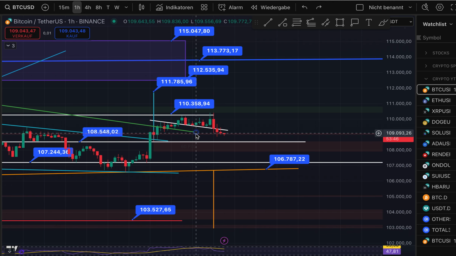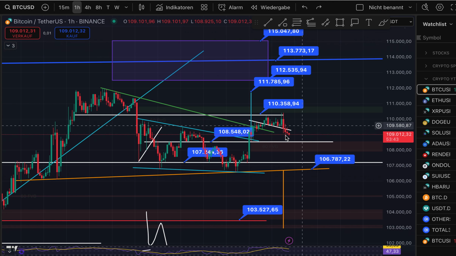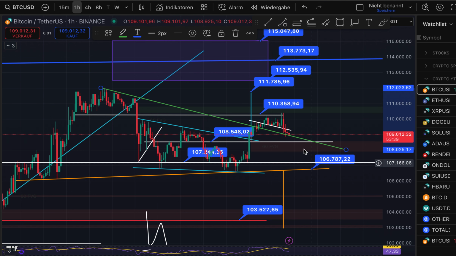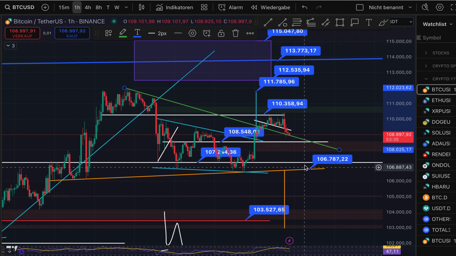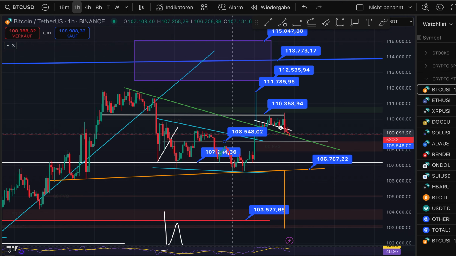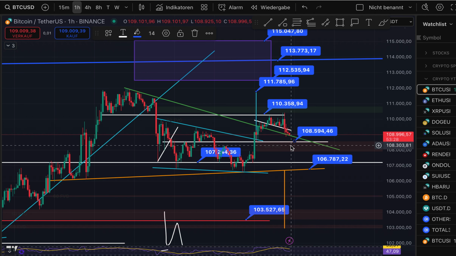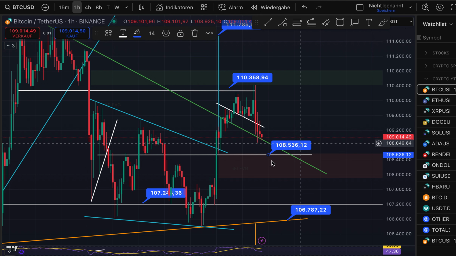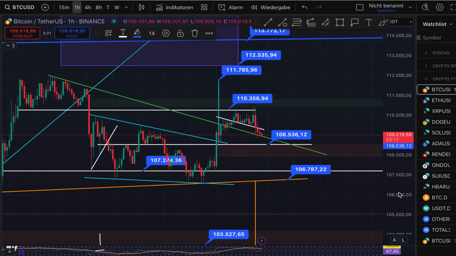I don't want to say it is negative yet, because we are currently still in the retest. But if we lose the green trend line, it's not looking positive. If we lose afterwards the $108,550, which I think is the more important price mark, if we lose that price mark, then we should drop to $106,800 for Bitcoin.